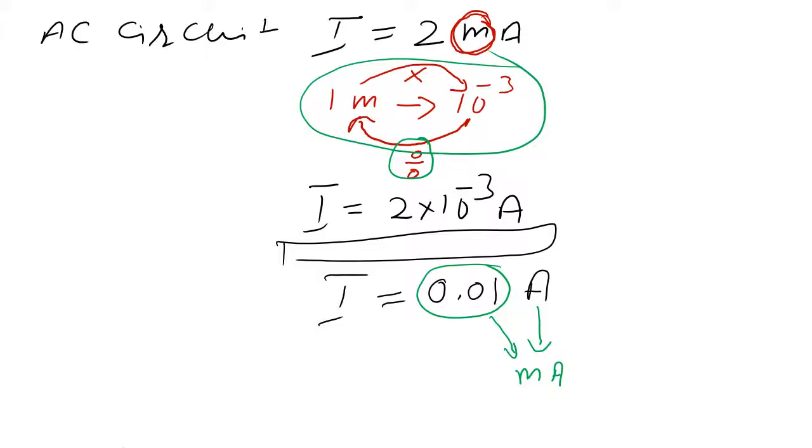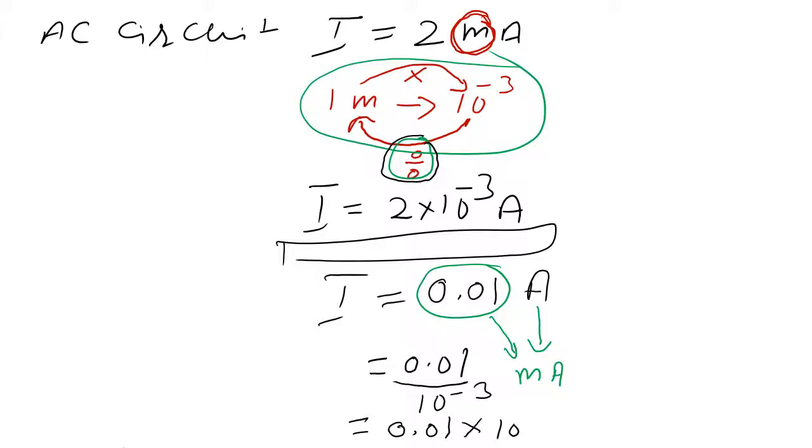So your number is 0.01. This is your number in ampere, and you want to change this number to milliampere. So here you have to divide this number by 10 to the power minus 3. So this will be like this: 0.01 times 10 to the power 3, and after solving this, it will be 10, and this is 10 milliampere.